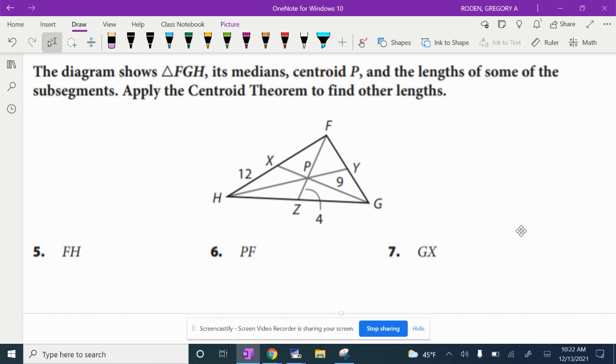So let's talk FH. That should be a pretty easy concept, correct? Nicole, can you pull me a stick? And this student is going to talk about FH for us. All right, Sophia, how long is FH? 24. Okay, you're saying this is 24. Why is FH equal to 24, Sophia? Because HX is equal to 12 and X is the midpoint.